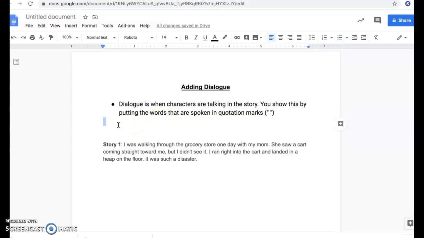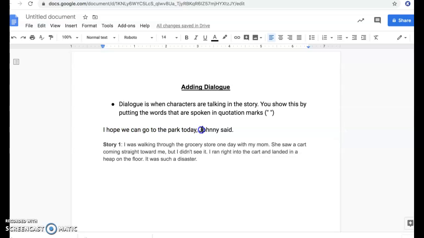So if I were to write a sentence such as, "I hope we can go to the park today," Johnny said. And I want to put quotation marks around the part where Johnny spoke, right? Where did the character Johnny speak? This is the part he said: I hope we can go to the park today.